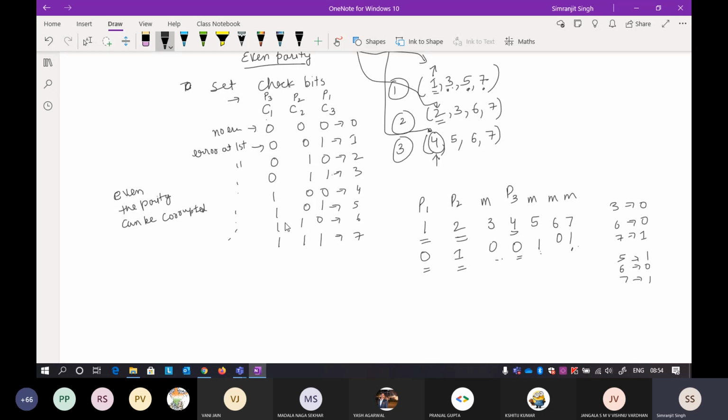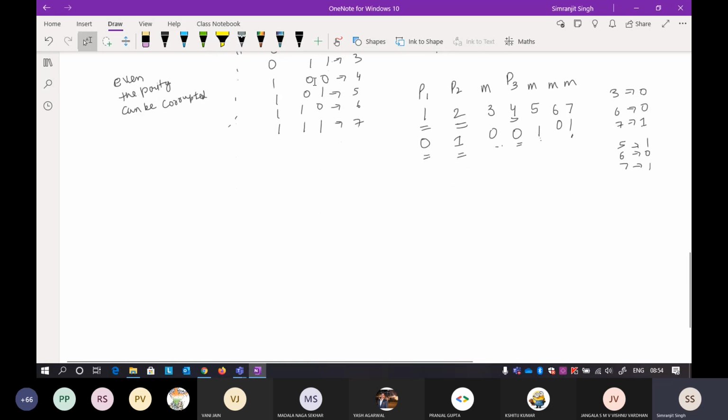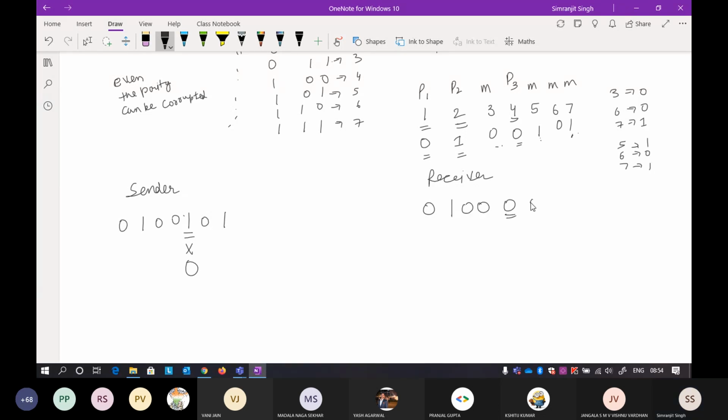Now I'll send this message. Suppose I'm sending this message from the sender side. I have set the message as 0, 1, 0, 0, 1, 0, 1. Now when you send this message, suppose this bit got corrupted and it is changed to 0. So the receiver will get 0, 1, 0, 0, 0, 0, 1. This is the first position, second, third, fourth, fifth, sixth, seventh.